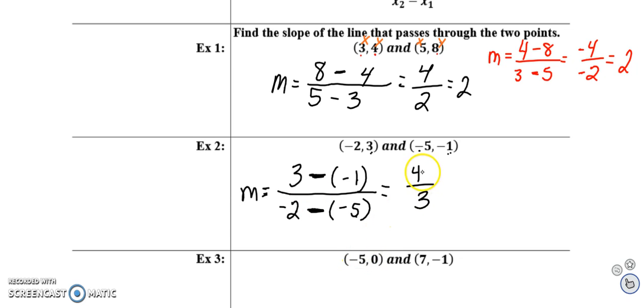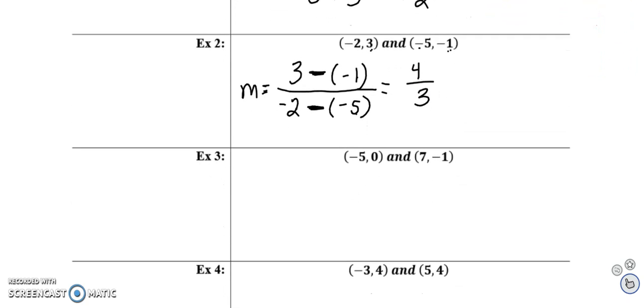Can you do anything with that? Is there a number that goes into both? Nope. It's the lowest term. We're done. Leave it this way. Don't go mixed number. We want the change in y over the change in x. Again, remember what we did with the graph. The slope was a fraction. We want to have this fraction.